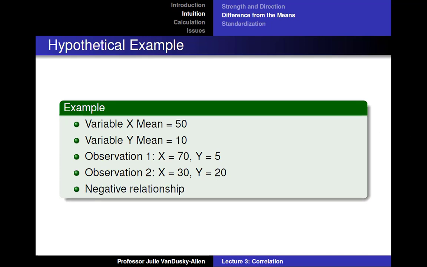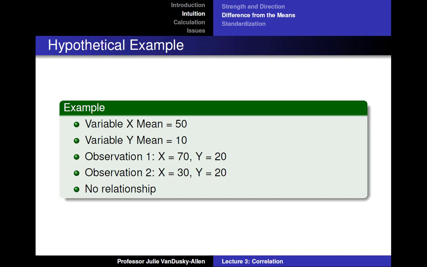Now consider the next two variables, variable x and variable y. The mean of variable x is 50 and the mean of variable y is 10. In observation 1, x is 70, above the mean of x, and y is 5, below the mean of y. For observation 2, x is 30, below the mean of x, and y is 20, above the mean of y. This implies that there is a negative relationship between x and y. When an observation is above the mean of x, it is below the mean of y, and when an observation is below the mean of x, it is above the mean of y.